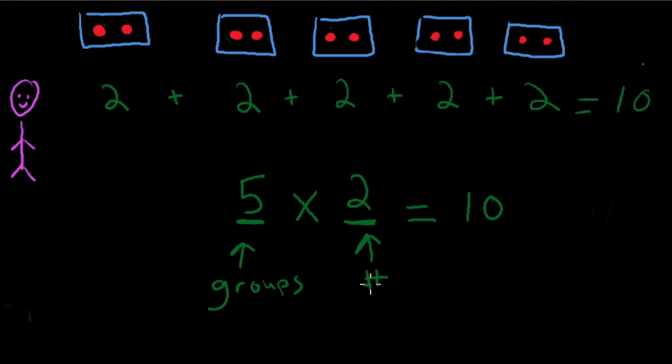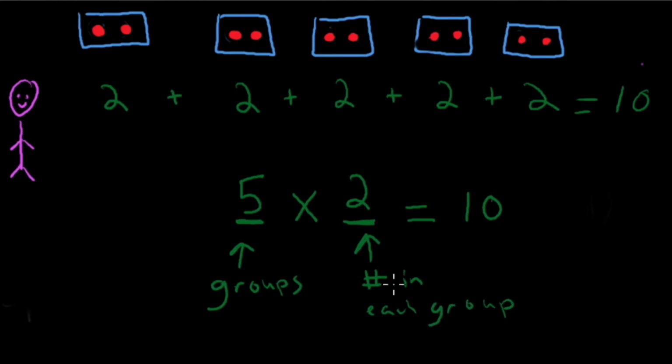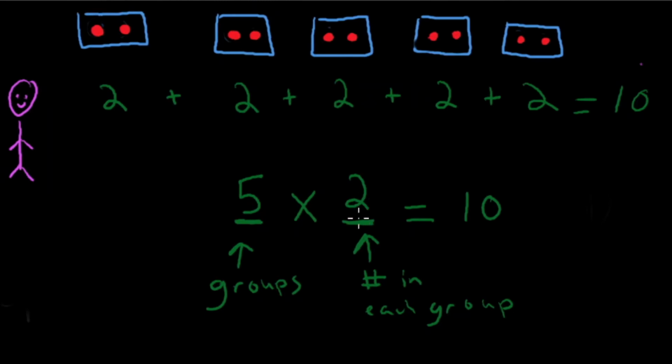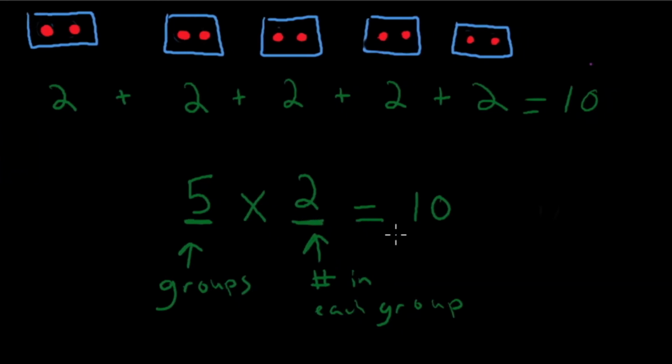The number in each group. All right. So if you look at this, there were 5 groups and there's 2 in each group. Well, 5 times 2 is 10. Here's something really cool about multiplication.